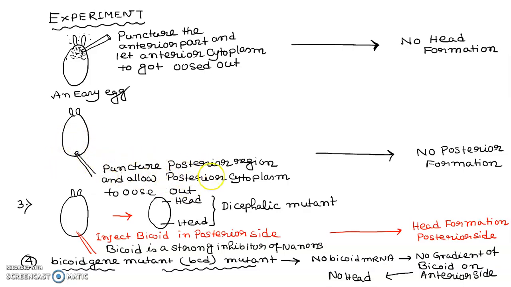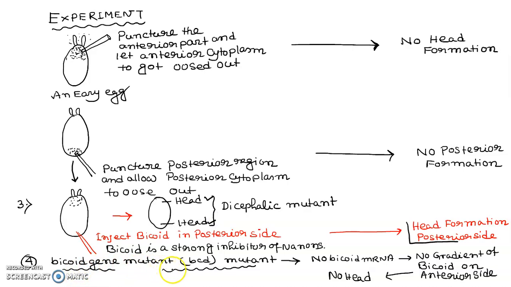In the second experiment, we puncture the posterior region and allow the posterior cytoplasm to ooze out. If we remove the posterior cytoplasm, then the nanos mRNA is also lost, so there is no posterior formation. Now in the third experiment, we inject bicoid in the posterior site. The anterior site remains normal, but we remove the posterior cytoplasm and inject bicoid into the posterior region. Bicoid is a strong inhibitor of nanos and promotes head formation at the posterior side. It will show two heads, which is called the dicephalic mutant.